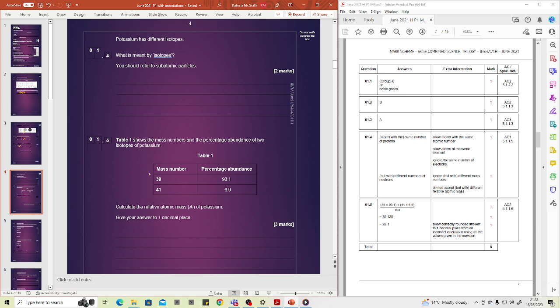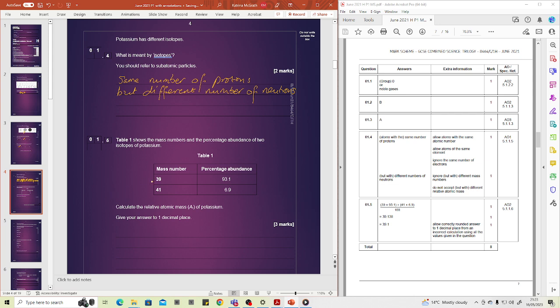Now we're asking about isotopes, so we've got an actual definition here, so it must be the same number of protons and different number of neutrons. There are alternative definitions, but the question is saying refer to subatomic particles, so that's what I'm doing.